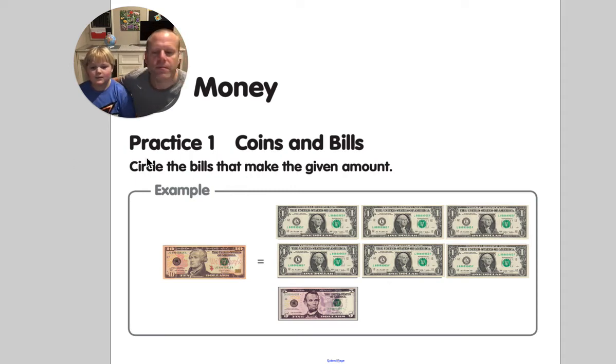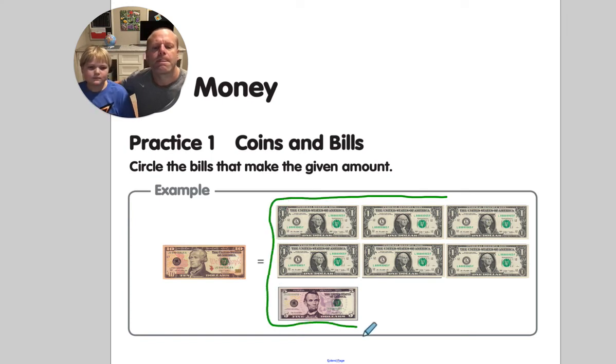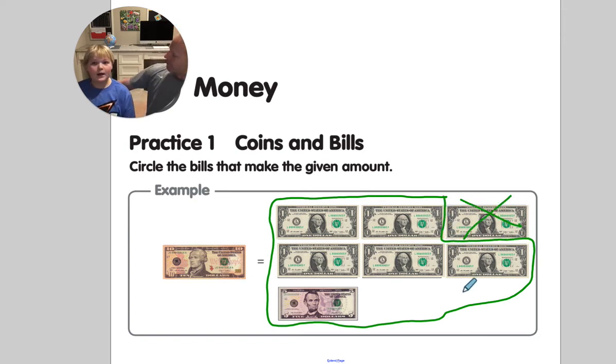Yes. So if it was me, I would think about starting with the 5. So 5, 6, 7, 8, 9, 10. Oh, I see what I have to do. So I have to leave this one out. So I'm going to circle most of it. But don't do that one. Nope. Skip it.